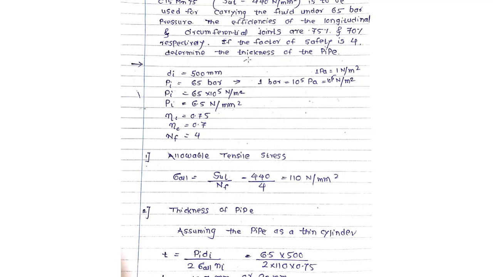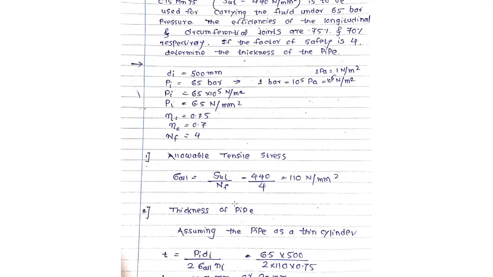After that, finally we have to find the thickness of the pipe. Now there is a big question. In the numerical they have not mentioned whether it is a thin cylinder or a thick cylinder. So in that case we have to initially assume this is a thin cylinder and follow the trial and error method. So initially we are assuming this is a thin cylinder.